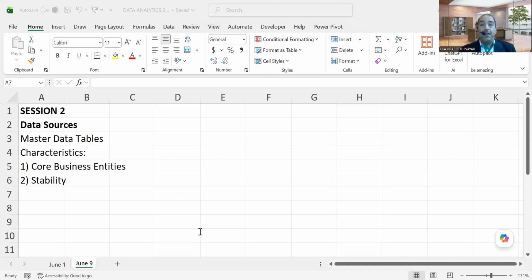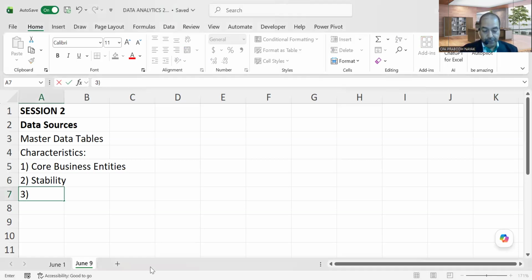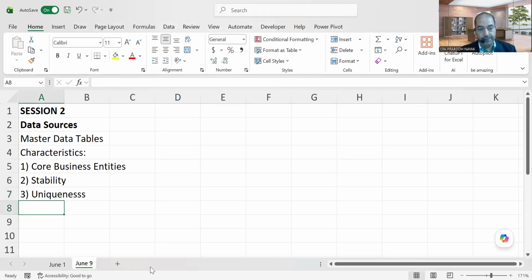But it is critical. As I told you, it is a foundation. It is critical for ensuring the accuracy and consistency of the transactional data. That is the second point, stability. The third point is uniqueness.